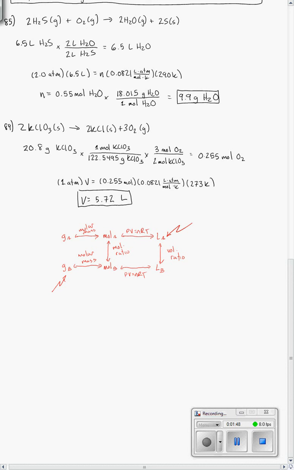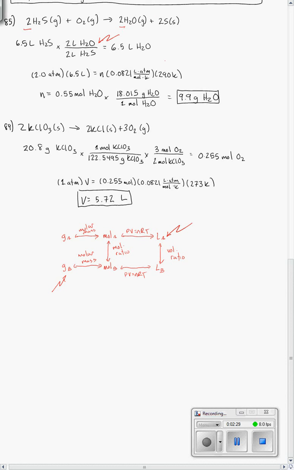One I chose is to start off by using the volume ratio to go from liters of hydrogen sulfide to liters of water. Because both of them are gases, we can do this. From there we can use the ideal gas law to go from liters of water vapor to moles of water vapor, and then the molar mass to go from moles to grams. So again, the first thing I did here was use the volume ratio. And we get the numbers for the volume ratio from the balanced chemical equation. They're these coefficients. What it tells us is that each 2 liters of hydrogen sulfide that reacts will produce 2 liters of water. Basically the same thing as saying it's a 1-to-1 ratio. So our 6.5 liters of hydrogen sulfide will end up producing 6.5 liters of water vapor.